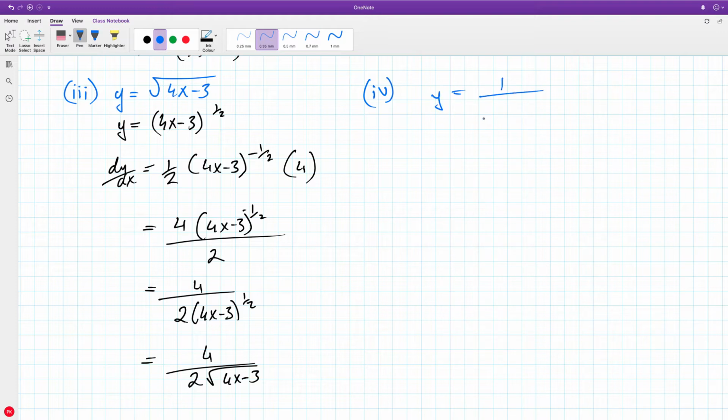y is equal to 1 over the square root of 2x squared minus 4x. Differentiate that.